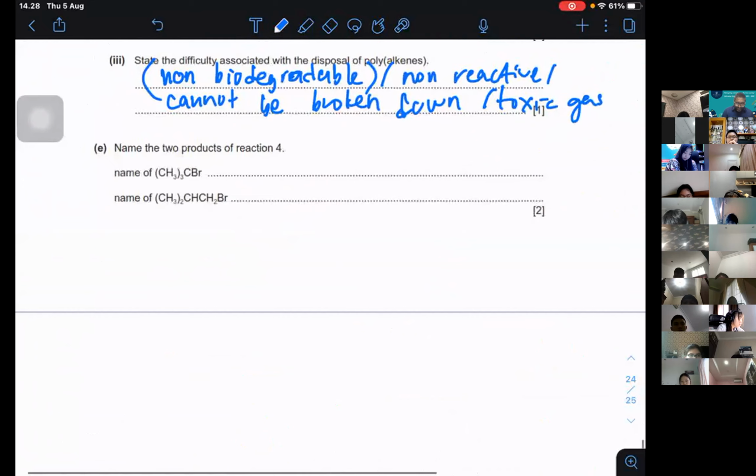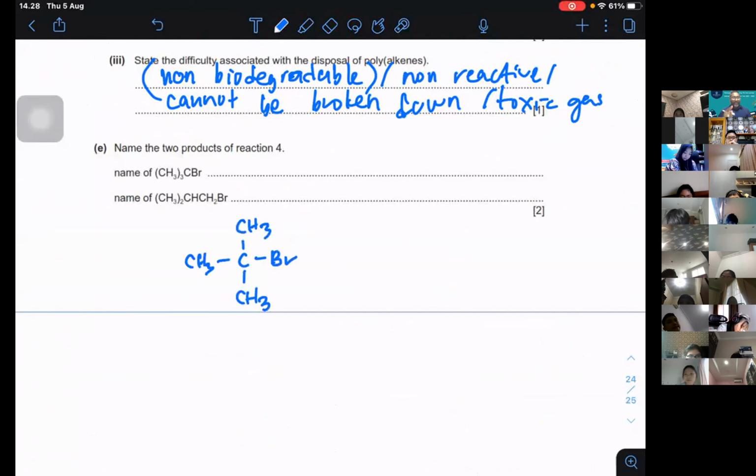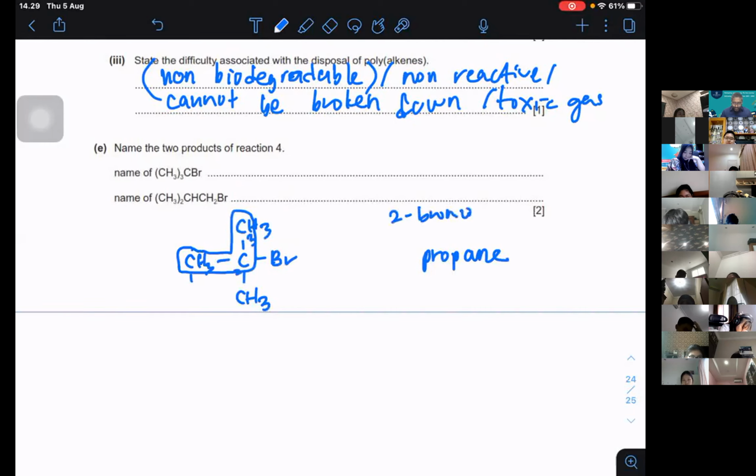So you have CBr, and then you have CH3, CH3, and CH3. When you name any compound, always name with the longest carbon chain. I can see that the longest carbon chain it can form is going to be 3 carbons. So automatically this is propane. Carbon number 1, carbon number 2, carbon number 3. Carbon number 2 has bromo, and carbon number 2 also has methyl. So I write 2-bromo-2-methyl. After methyl, no need to put a dash. Straight away, write propane.